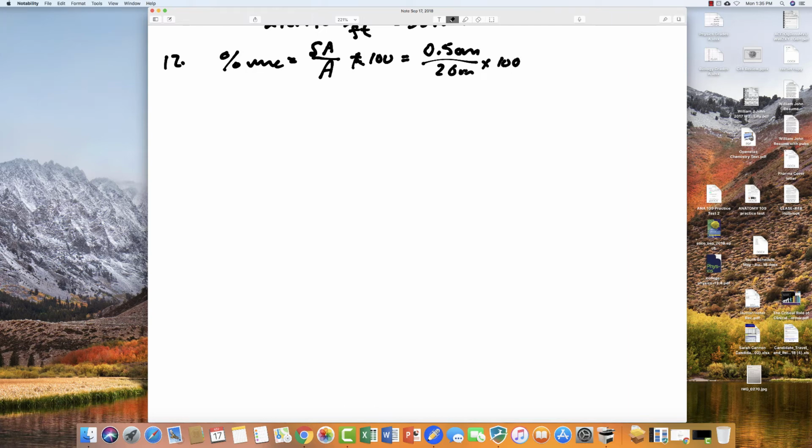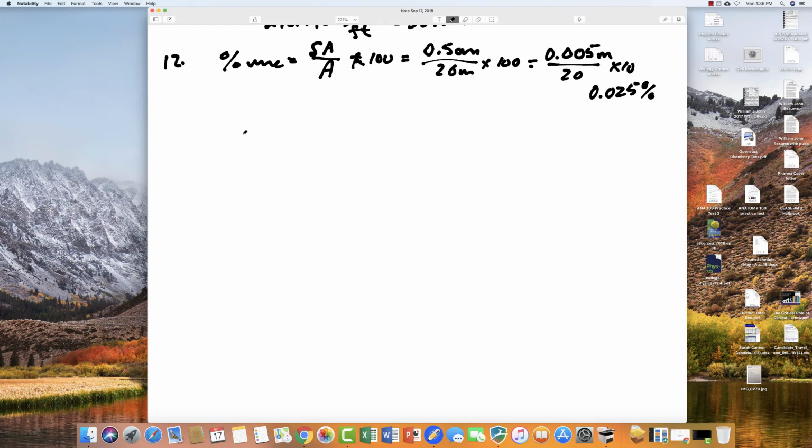Now you have to change either the meters to centimeters or the centimeters to meters. It doesn't matter which one you do, but let's say we change the centimeters to meters, that's going to be 0.005 meters, dividing this number by 100 over 20 times 100. And if you do the calculation here, you get 0.025% uncertainty.